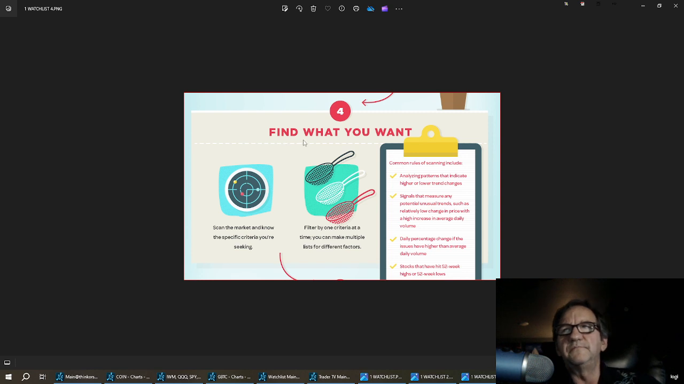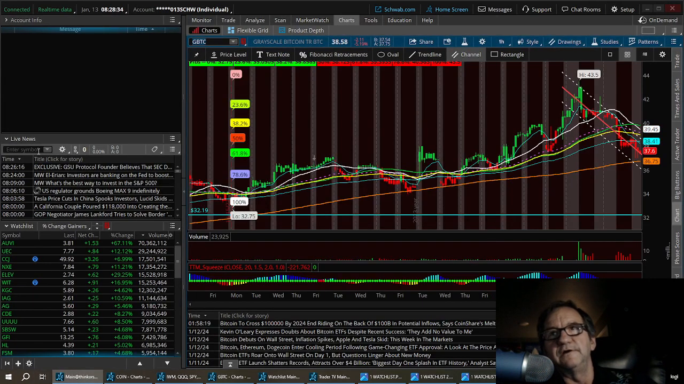So step number 4, find what you want. Scan the market and know the criteria that you're seeking. So build scans and put them in watch lists in different kinds of categories. Like I said, the 3 black crows, or maybe the 52-week low, or the 52-week high, or maybe a VWAP scan, or maybe a high volume scan, or maybe a breakout high percentage scan. If you go through Ameritrade, there's all kinds of scans in here, and you can save your scans.